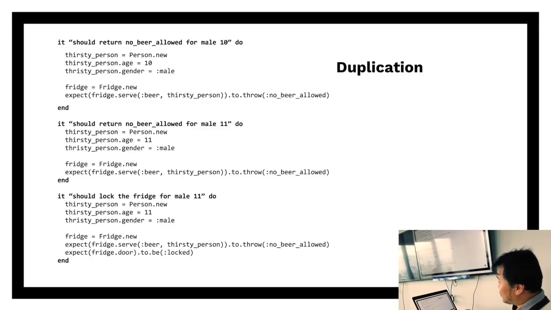They all expect the same thing. Yes, that's the second category. But typically with this one, should return no beer allowed for male 11 and should lock the fridge for male 11. Because the assertion here and here is the same. So when you write a test, if it's already asserted in other tests, you don't want this to be asserting it as well. Because if this particular logic is breaking, then 2 tests will break instead of 1.